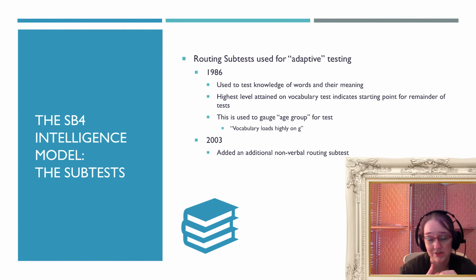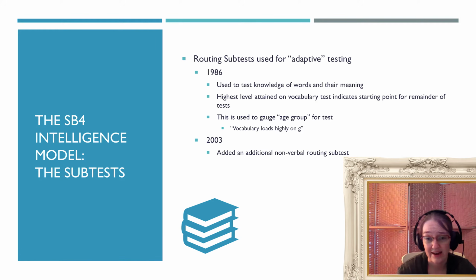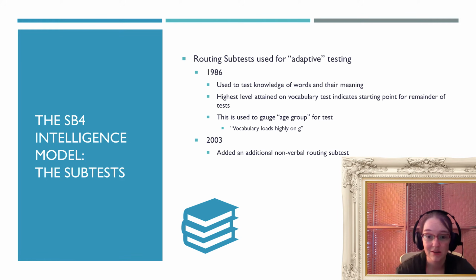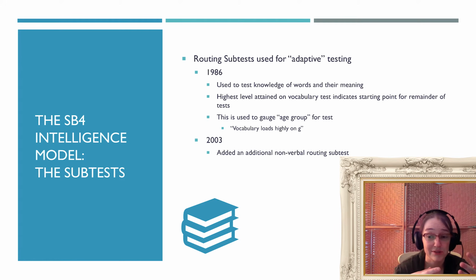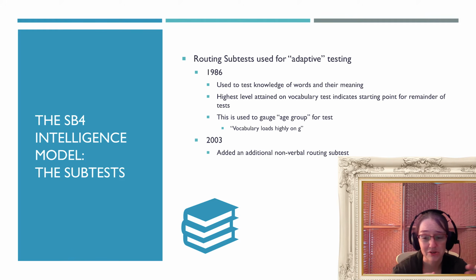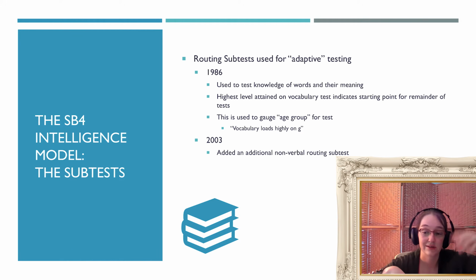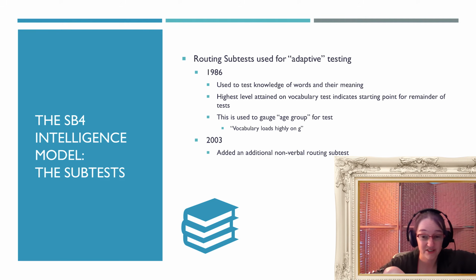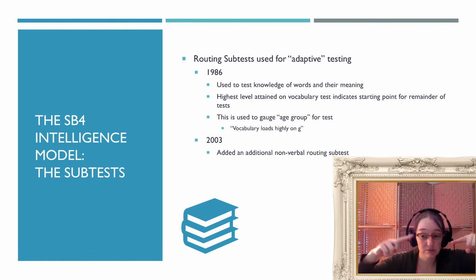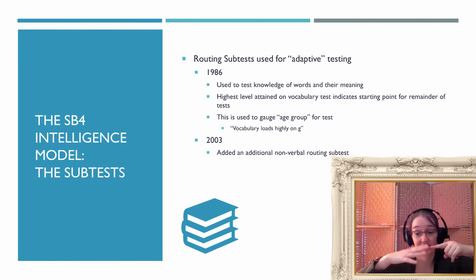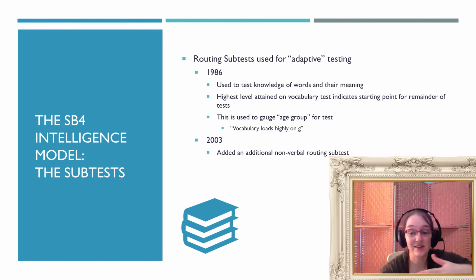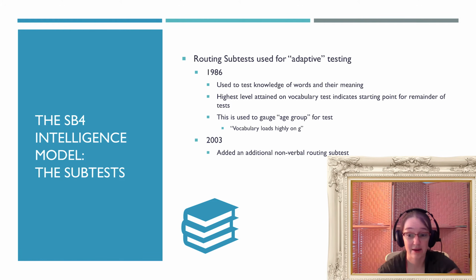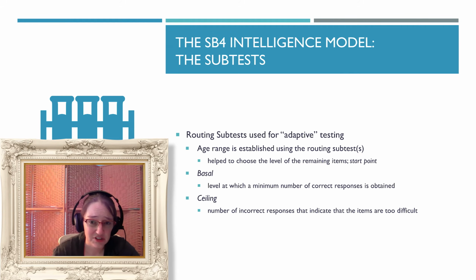In the fifth edition, the 2003 version, they added some additional nonverbal tests to accommodate those who have a less balanced profile. So those who are high on quantitative but moderate on verbal get a higher starting point because of that quantitative score. It allows multiple aspects to tap in. So yeah, the routing subtests are used for adaptive testing. Once an age range is established using those subtests, this allows you to choose that starting point.